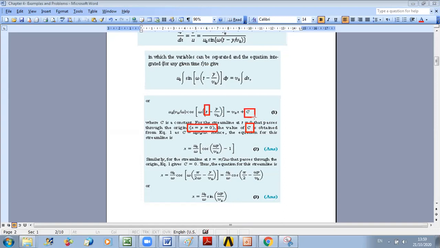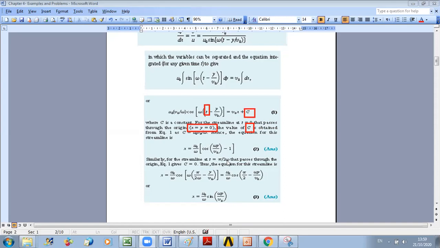We will repeat it now in another example here, so you can see it another time. The other question is to find the streamline that passed by the origin at t equal pi over 2 omega. Here this is another streamline, because it's a transient application. This is why the streamline passing by the origin will vary with time.